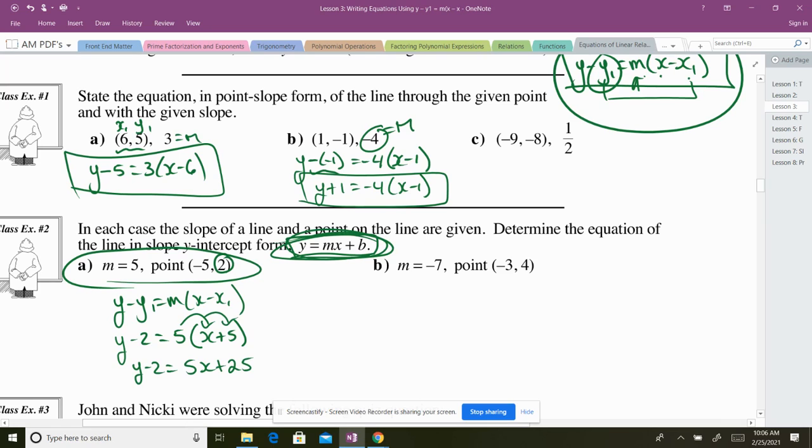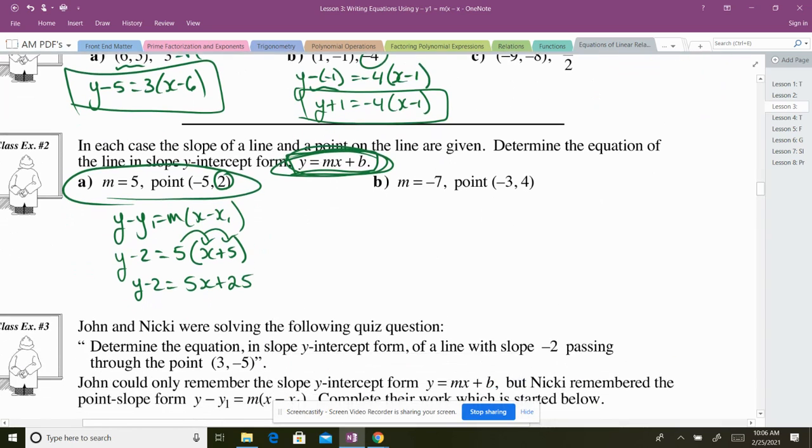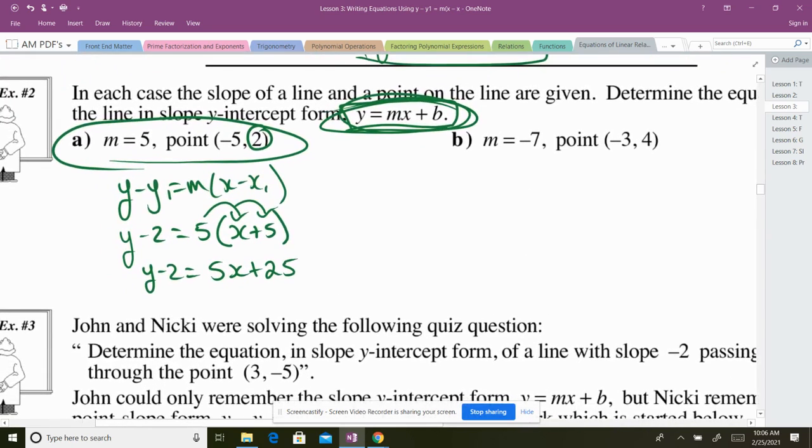Now what? What does it have to look like? Y equals something. Does it say y equals something right now? What does it say? Yeah. So you're going to add 2. Run out of room. So y is equal to 5x plus, boom, there you go.